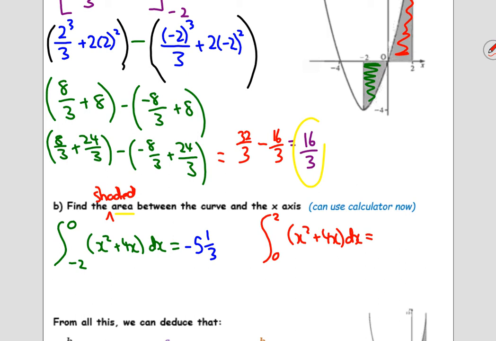There's just one shaded area anyway. Yeah, just find the shaded area. So in a way, Kelvin made a point. On my question, I probably should have just said, find the shaded area. That would have made more sense. So it's going to be the green area plus the red area. The green area is going to come out as a negative, but when we add them together, we put the green area in as a positive.